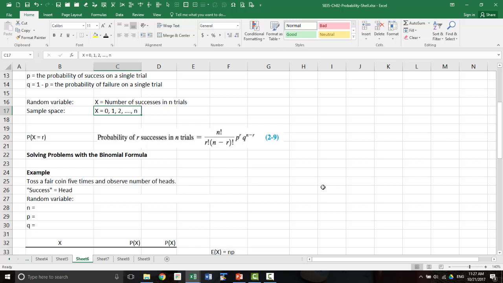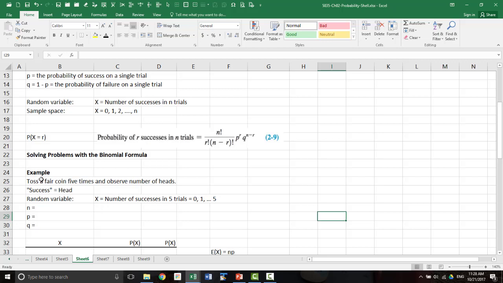So let's look at a very simple example. Toss a coin, same coin, 5 times. And we define success as observing a head. Then what is the random variable here? Of the 5 trials, how many successes are there in 5 trials? Number of successes in 5 trials. And the possible values are 0, 1, 2, 3, all the way through 5.